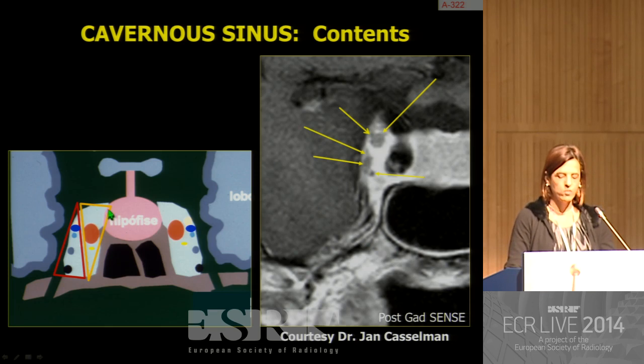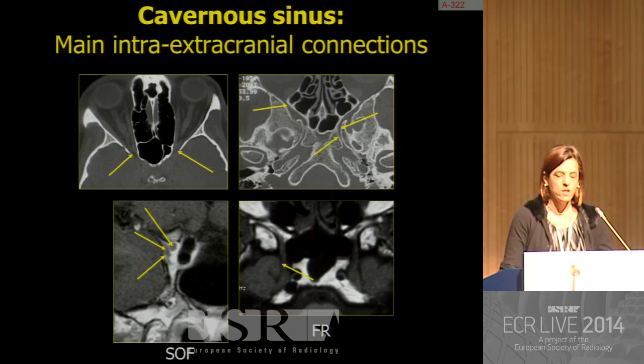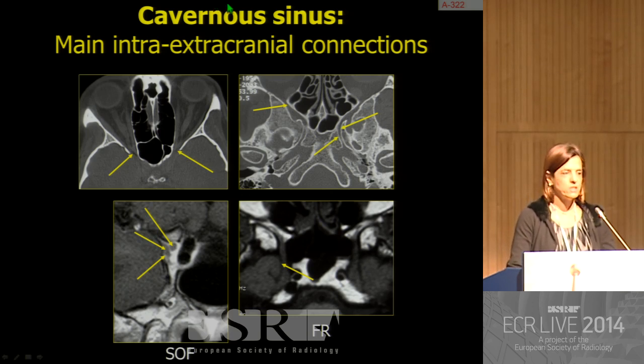More medially, you have the carotid, the cavernous carotid trigone, which contains the cavernous carotid artery and the single intracavernous cranial nerve, which is cranial nerve 6 or the abducens nerve. The cavernous sinus communicates with the extracranial compartment anteriorly and superiorly with the orbit by the superior orbital fissure, and a little bit more inferiorly and also anteriorly with the pterygopalatine fossa through foramen rotundum.